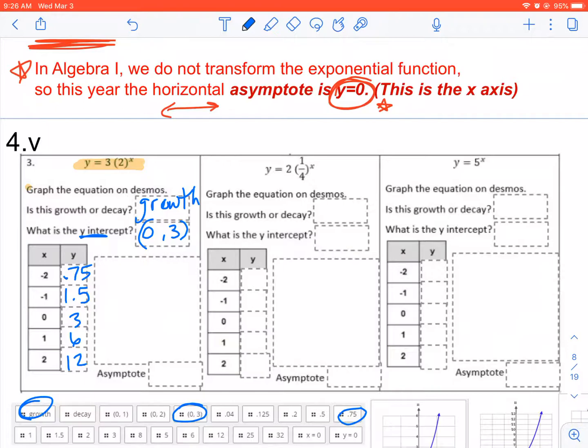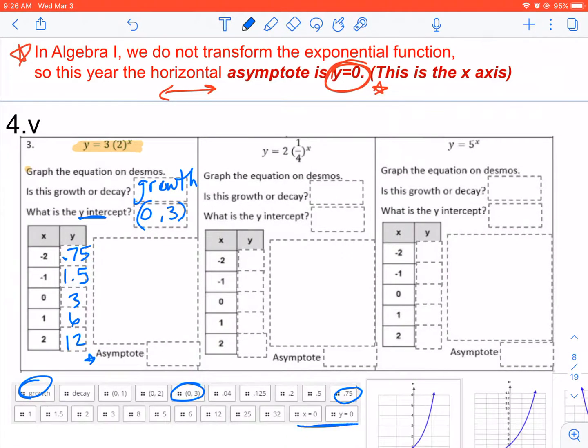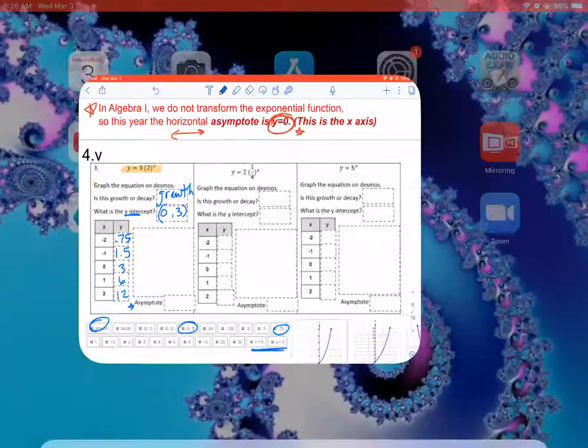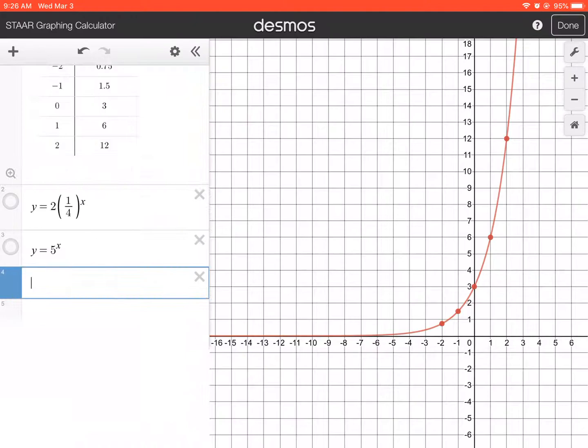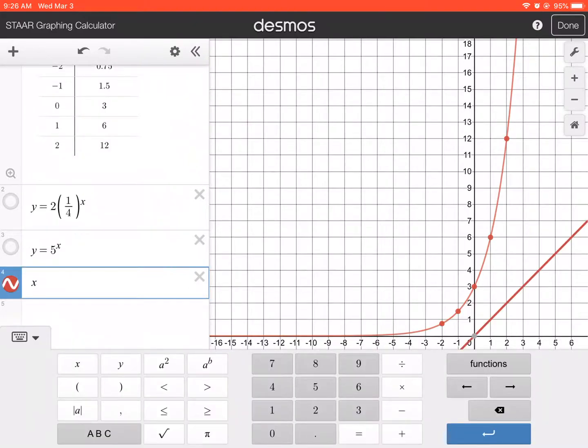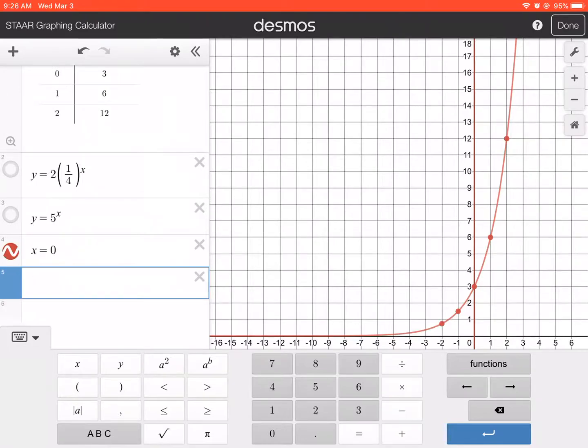Asymptote. We mentioned asymptote earlier, and I showed you how it's not actually touching the x-axis, even though it looks like it. And we've got two choices down here, and we have to remember. The cool thing, again, about Desmos is that you can type these in. If you're not sure which one is the asymptote, you can type in x equals 0, and you can type in y equals 0, and you can find out which one it is.